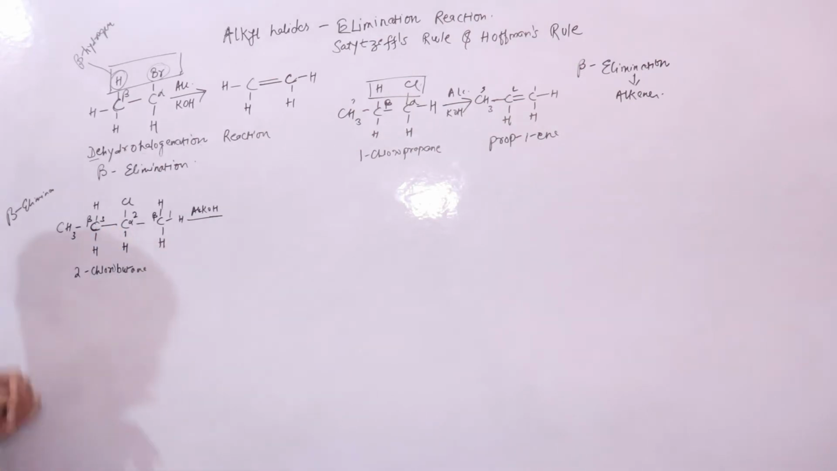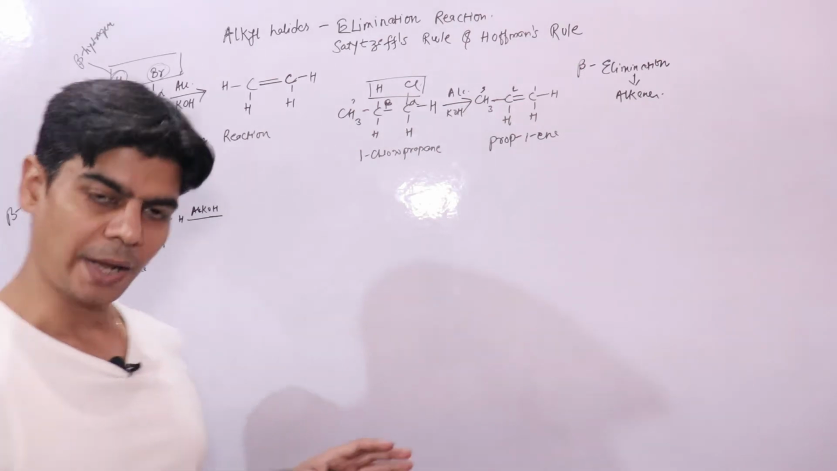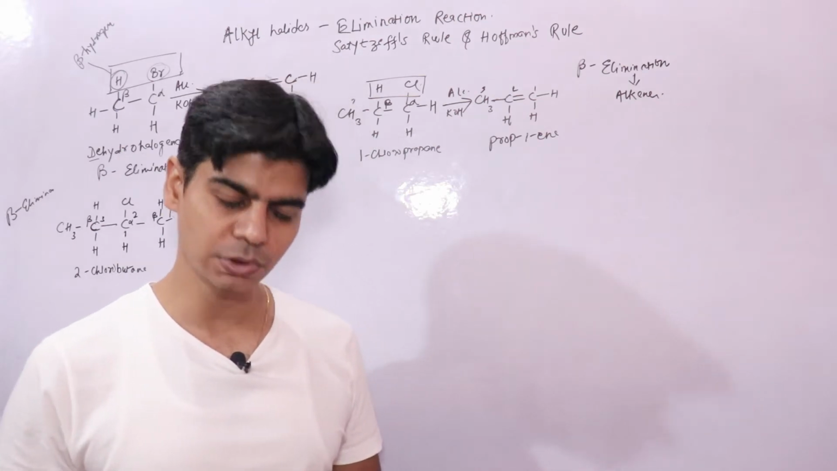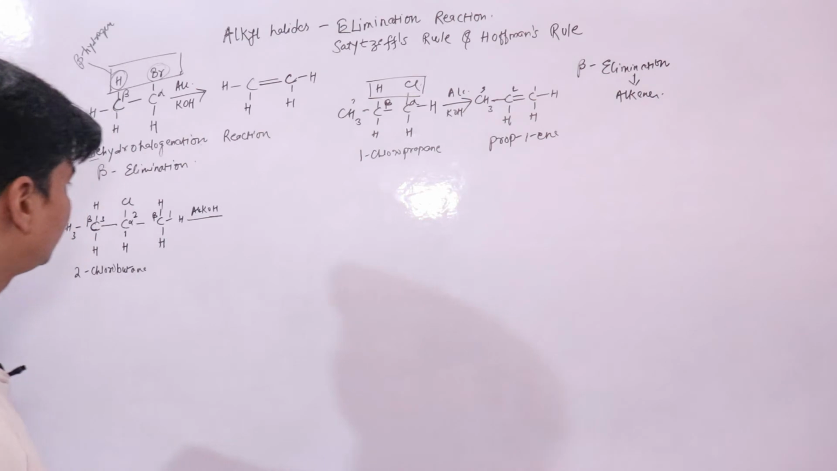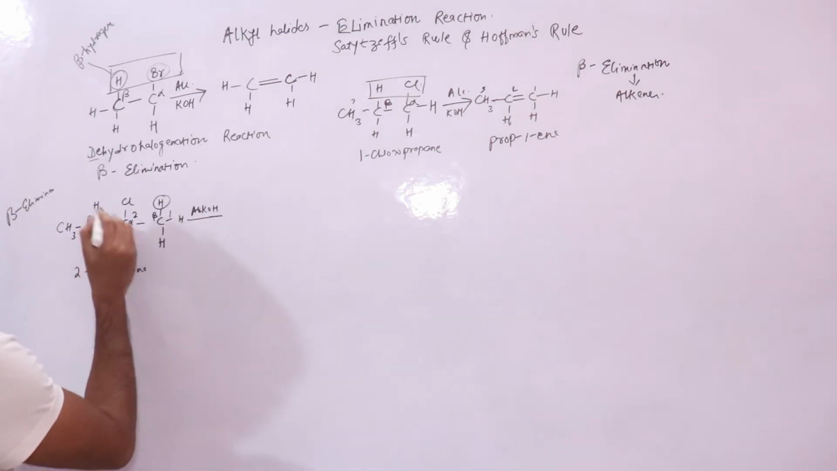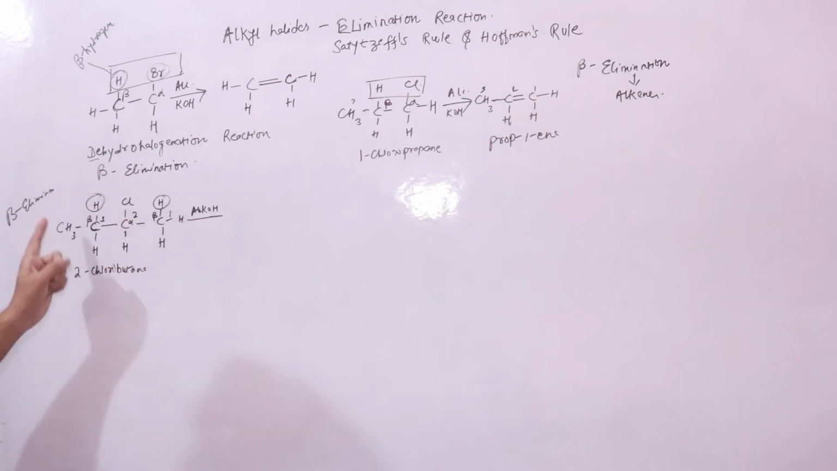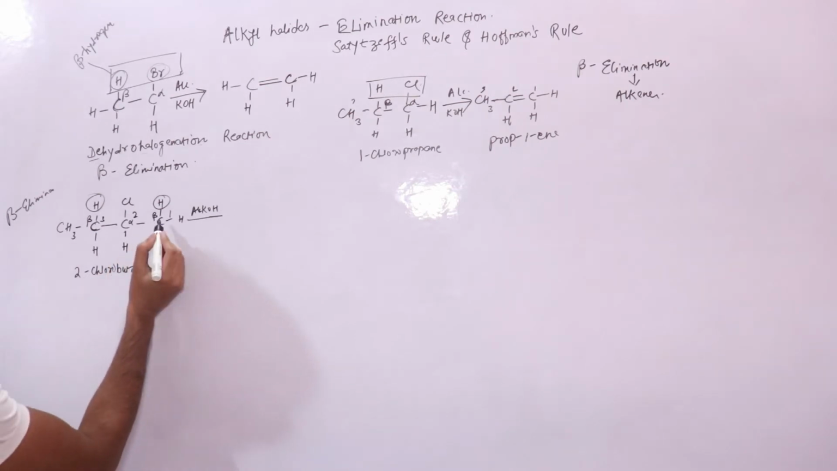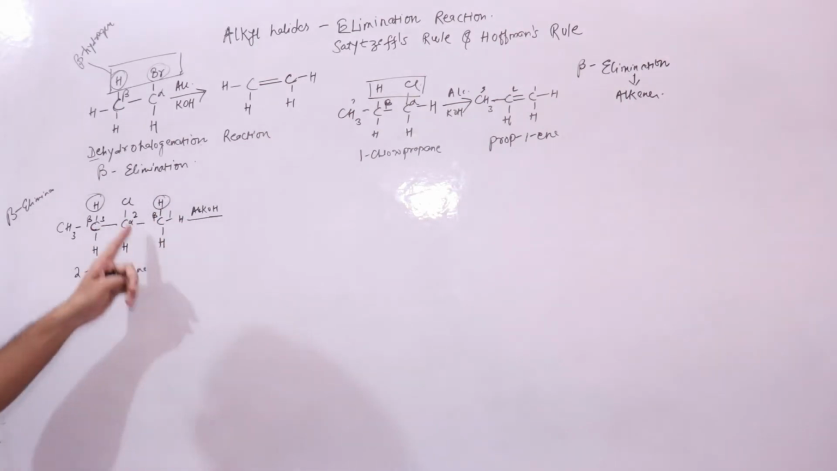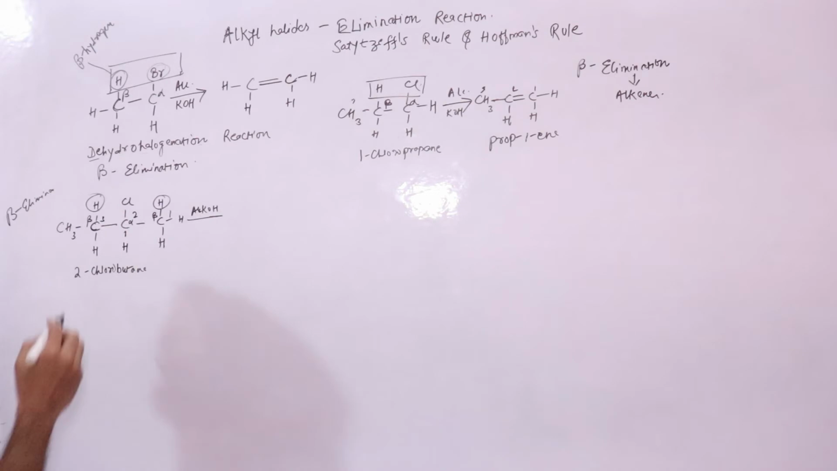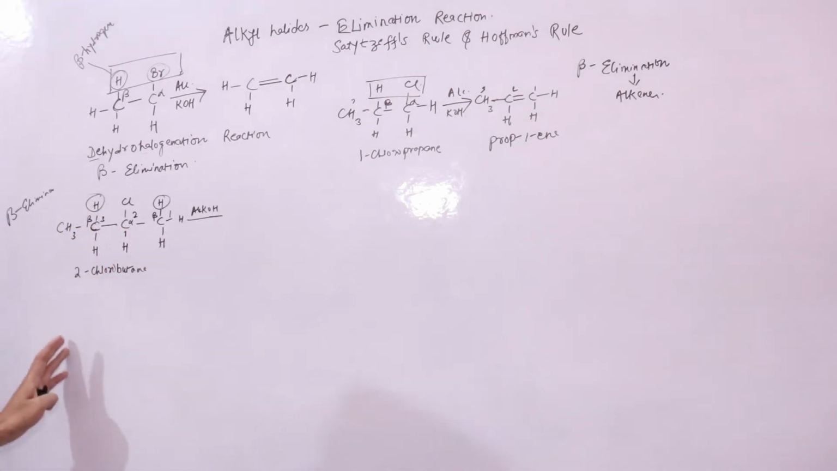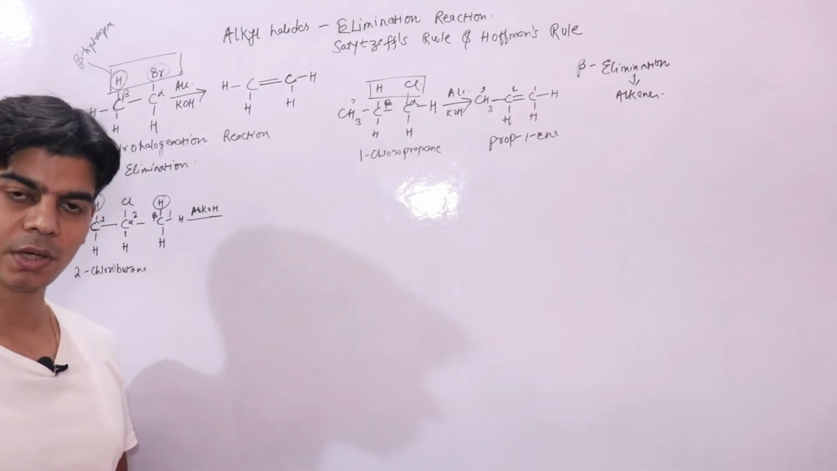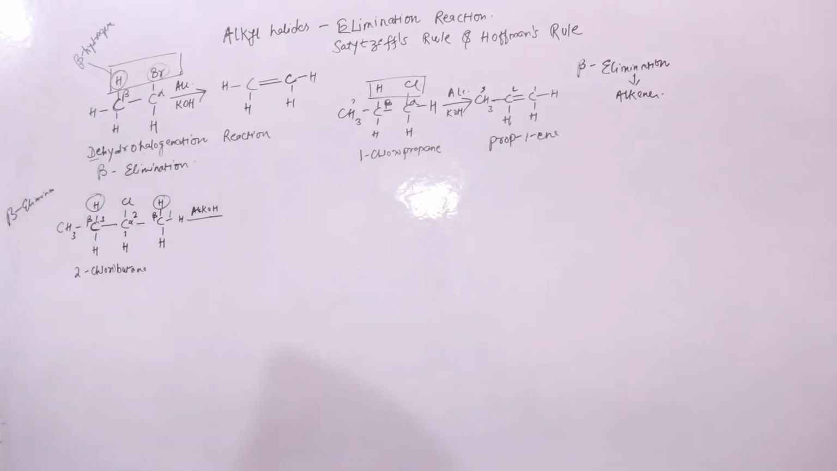So as per beta elimination, beta hydrogen would be eliminated. That is, the hydrogen atom connected to the beta carbon atom is your beta hydrogen atom. So this is your beta hydrogen atom, and this is your beta hydrogen atom, right? This hydrogen atom can also be eliminated along with this Cl. But which would be the stable product out of the two alkenes? So two alkenes would be formed here.